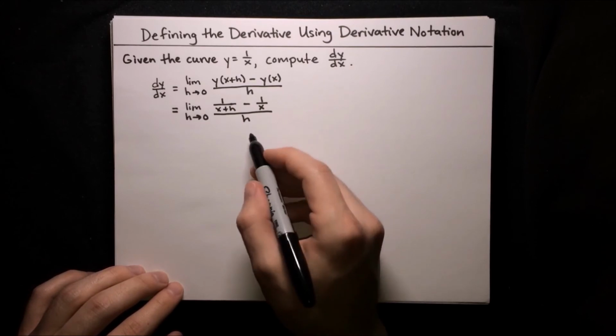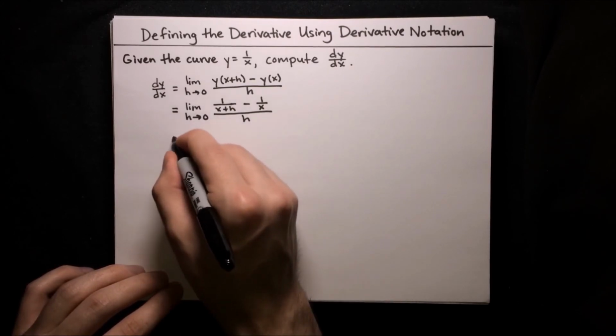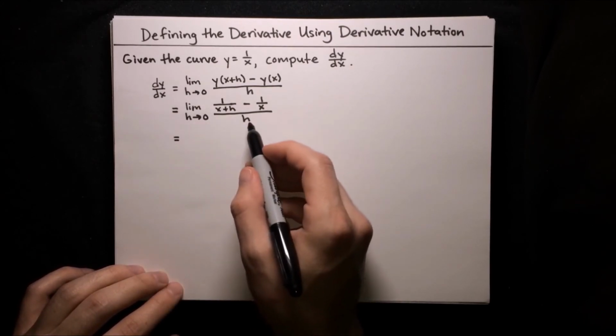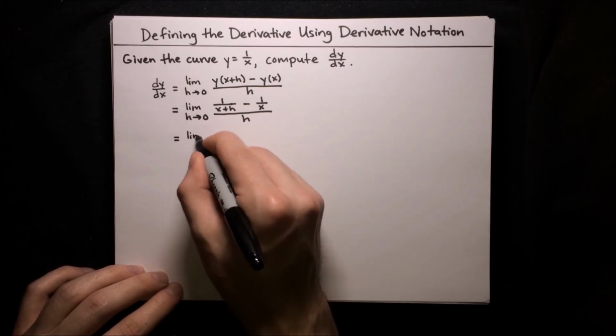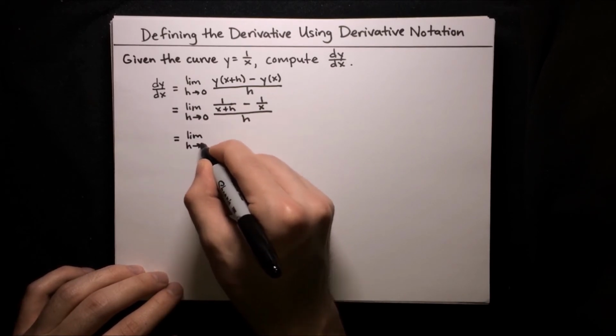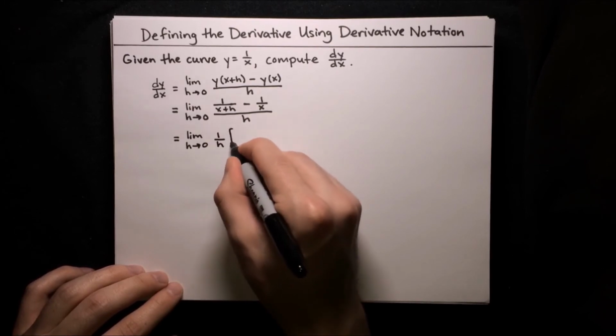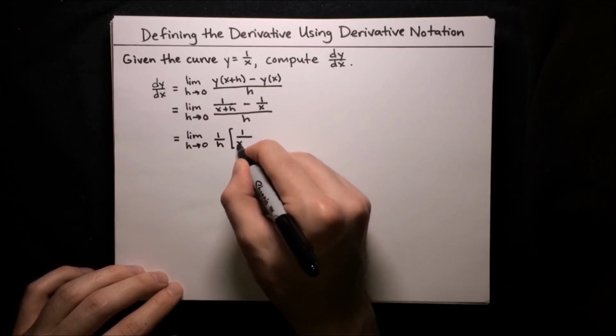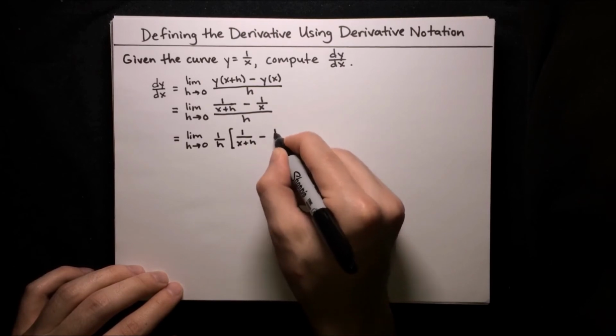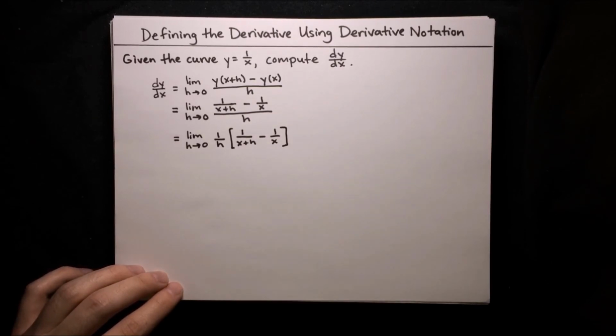Okay, so this is looking kind of messy now, but let's try and clean it up a bit. Instead of saying all over h, let's interpret that as multiplication by 1 over h. So 1 over h times (1 over x plus h minus 1 over x). It means the same thing, but it's a lot nicer to look at.